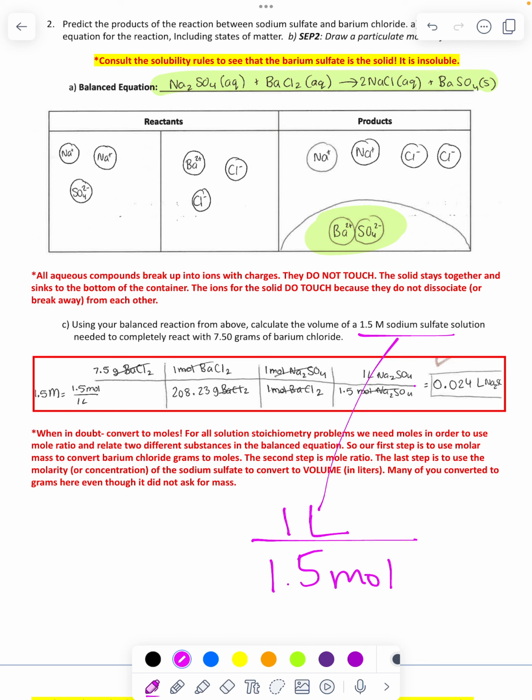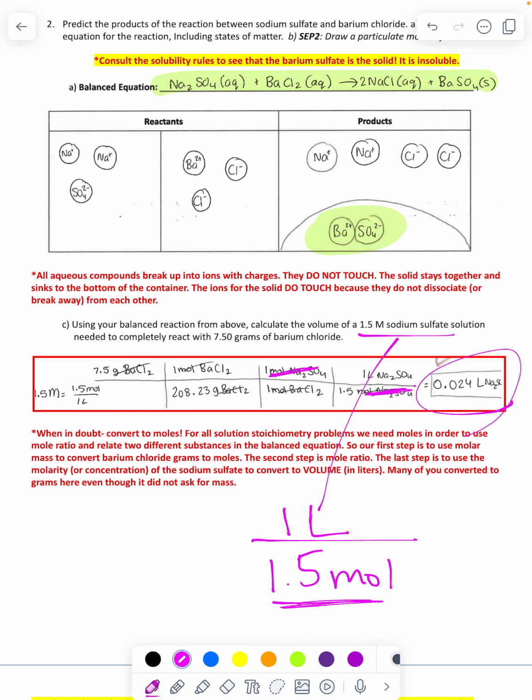Now remember, we don't have 1 liter of it. We're trying to figure out how many liters we do have. But if we assume 1 liter, then we can use 1.5 moles and 1 liter as a conversion factor. In this case, I put my moles of sodium sulfate on the bottom so that it will cancel with the moles of sodium sulfate in the top. And then when I solve, I get 0.024 liters.